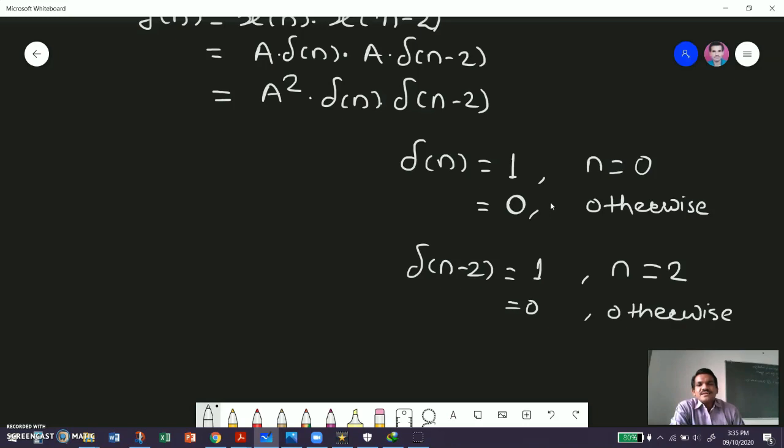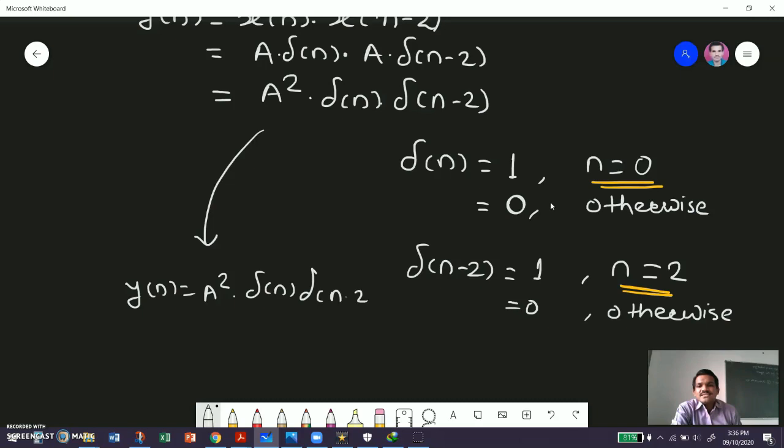So you can see that the value of delta n is 1 only for n equals 0, and for all other n its value is 0. Similarly, delta n minus 2 is 1 only for n equals 2, and 0 for all other n. Coming back to this, y of n is a square into delta n, which I am rewriting, into delta n minus 2.